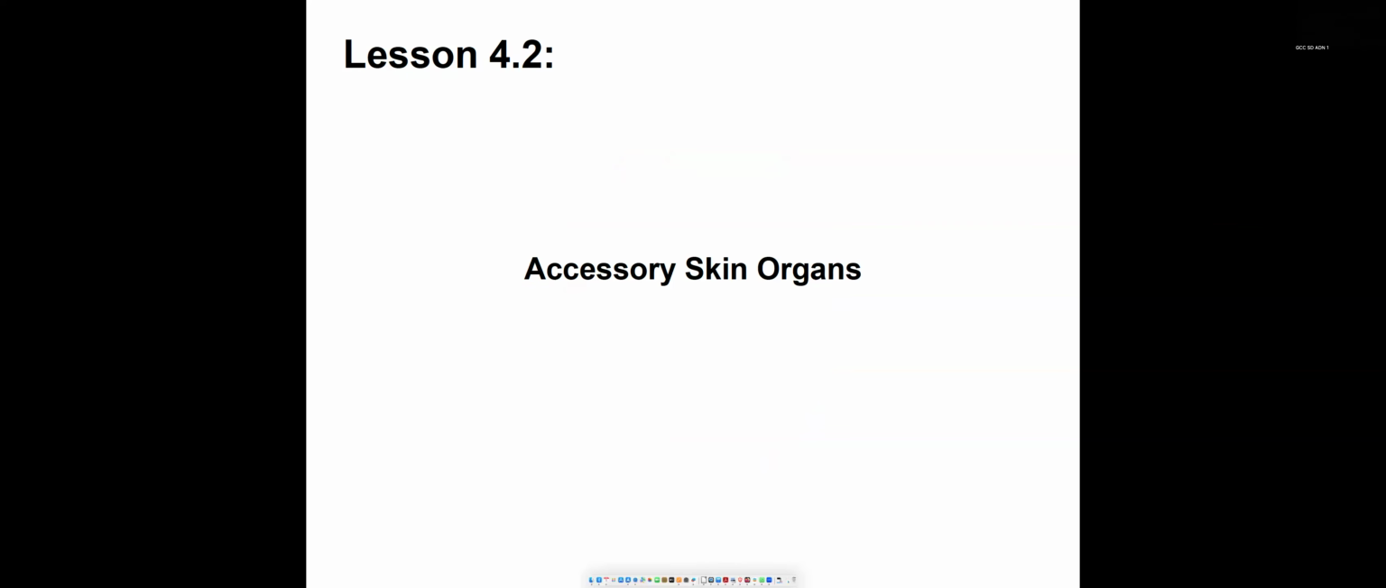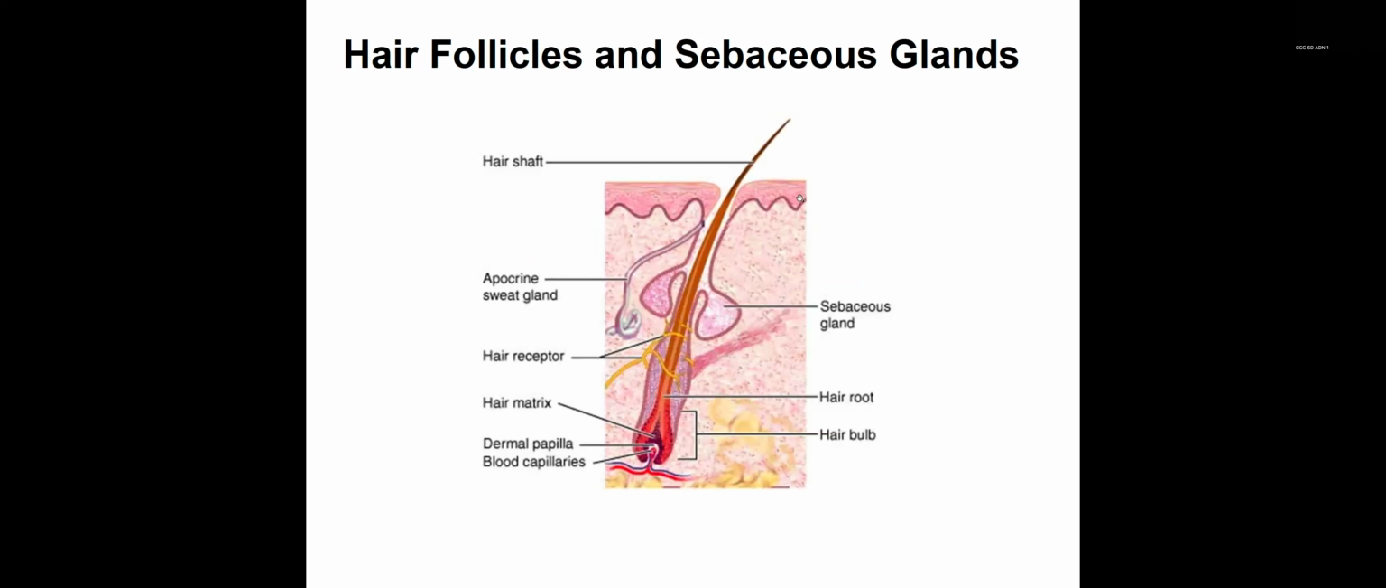Accessory skin organs. So now we're going to be looking at the actual skin. You have the hair follicle. Hair follicle basically anchors the hair and is surrounded by the sebaceous gland or oil gland that produces sebum to lubricate the skin. The sebaceous gland's primary role is to prevent dryness and protect the skin. Hair characteristics like texture and color are influenced by genetics as well as hormones.